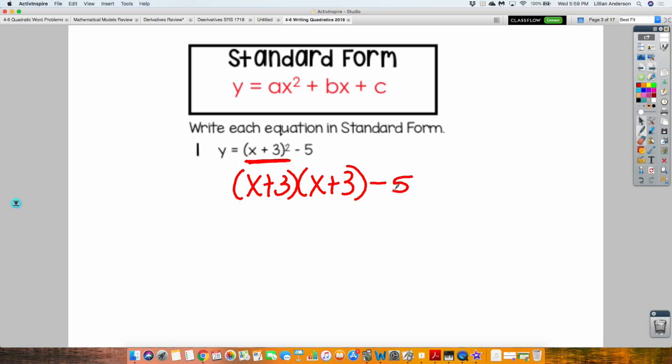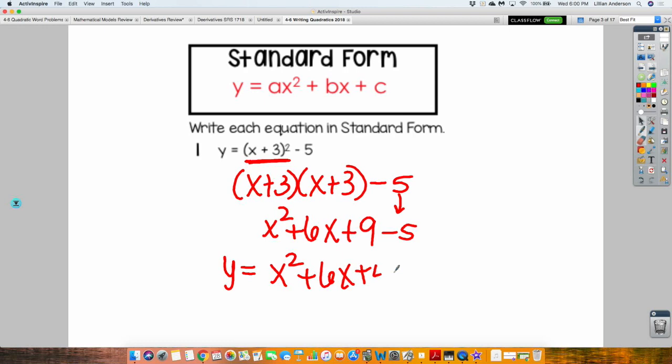FOIL that squared binomial and then take care of whatever else is there in the problem by doing just simple arithmetic. So this FOILs out to be x squared plus 6x plus 9. Then all we have to do is subtract the 5 that was still on the outside here, and then we'll have x squared plus 6x plus 4 as our equation in standard form.